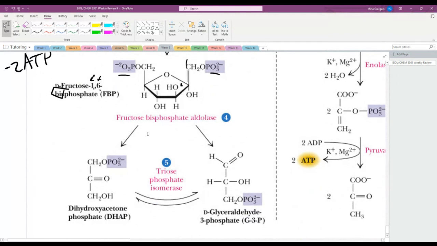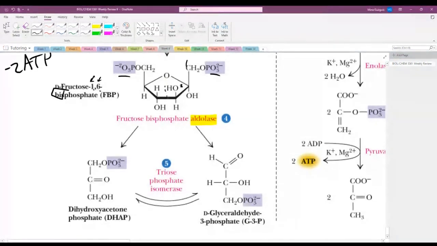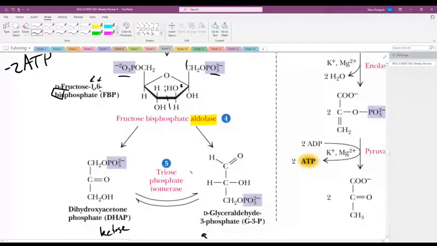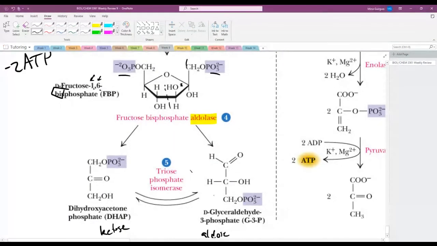Aldolase, all right? And it's fructose bisphosphate aldolase. And I'm really going to be talking about these 2, 4, and 5 together, all right? So an aldolase does an aldol reaction, which is a cleavage reaction, right? And in this case, it basically cleaves it right down the middle, right? And when it does that, we're left with the ketose, DHAP, and the aldose, G3P, okay? And these are actually the exact ones we talked about when we first introduced ketoses and aldoses, except they've got phosphate groups attached. That's the only difference, right?